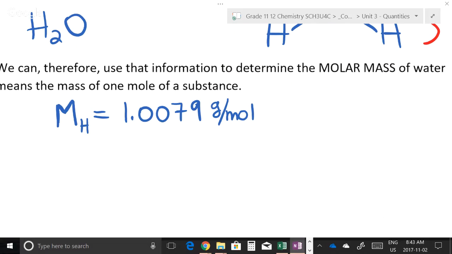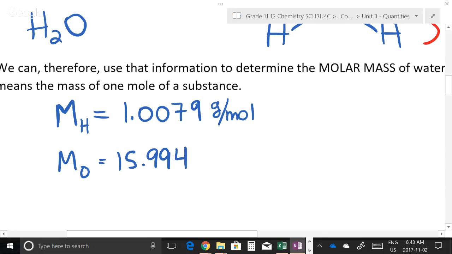Okay. What is the molar mass of oxygen? That should be 15.994. Is that true? 15.9994. Oh, that's right. Oh, see, this is why we check our work. And that's also grams per mole, right?